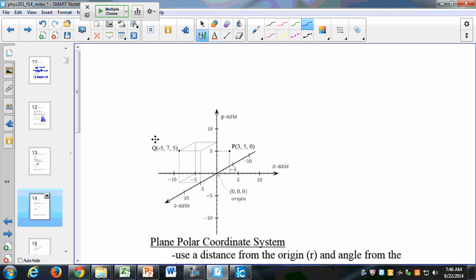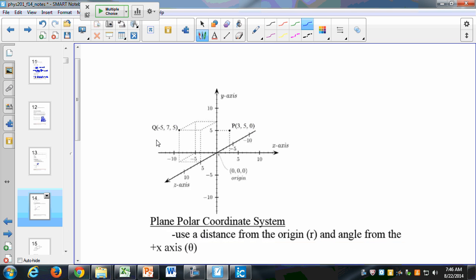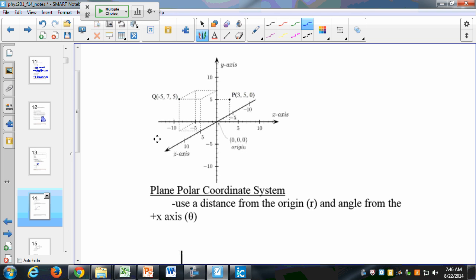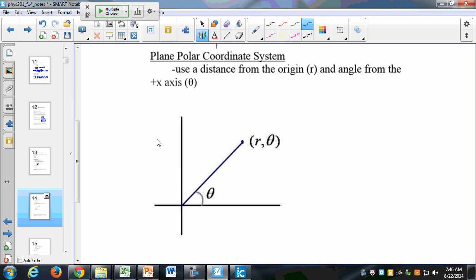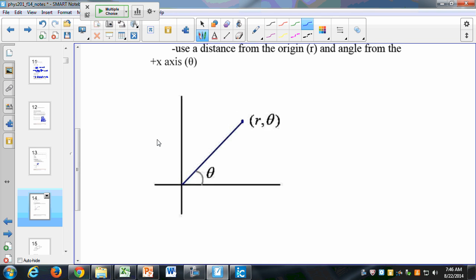Y'all seen coordinates like this before? Yeah. All right. We'll also use the plane polar coordinate system. And that, instead of using coordinates x, y, and z, uses the coordinates r and theta. We'll just use a 2-dimensional plane polar coordinate system. Although there is a 3-dimensional one where you use r and then 2 separate angles to define a point in space. But we're just going to use the plane polar in the 2 dimensions.